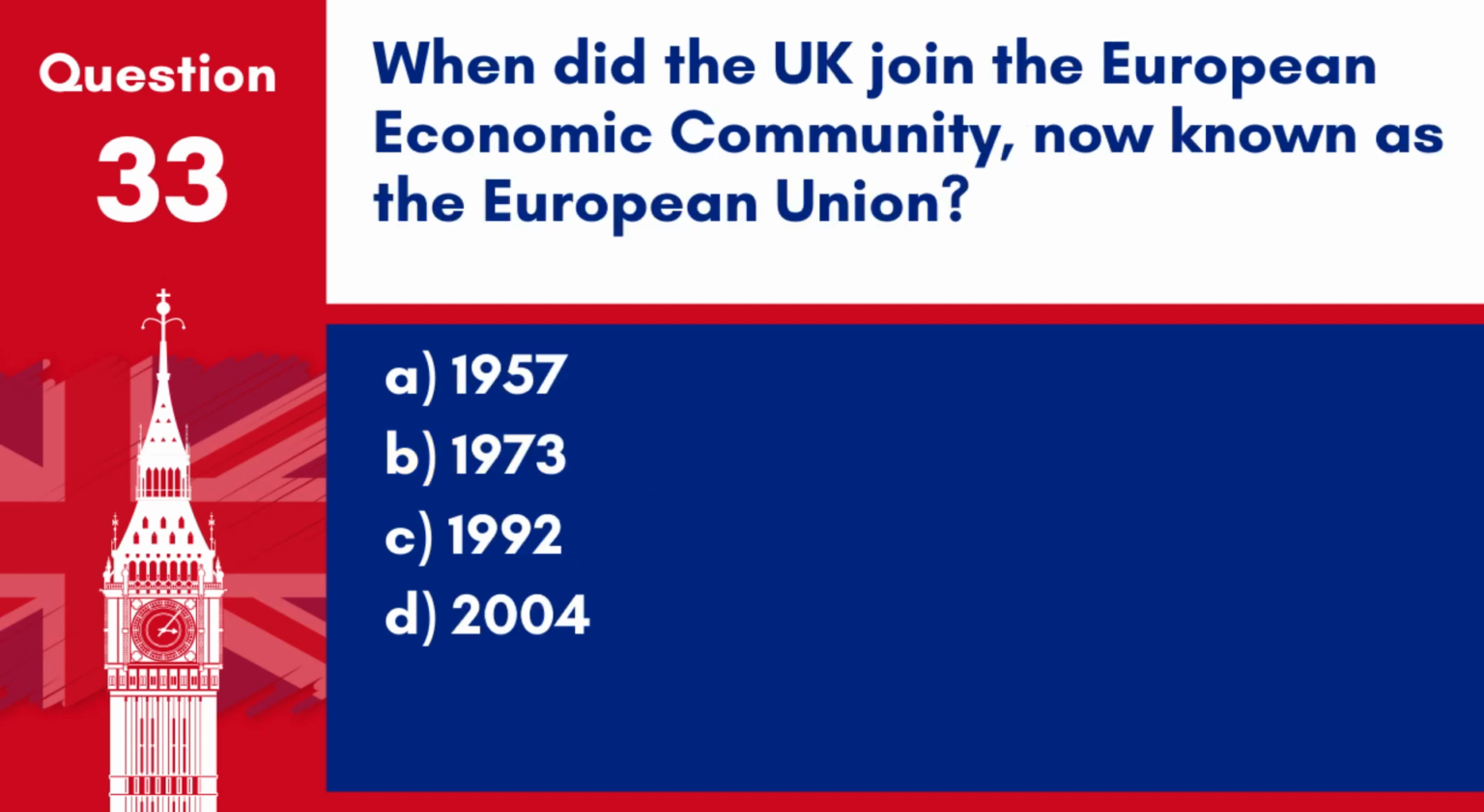Question 33. When did the UK join the European Economic Community, now known as the European Union? A. 1957. B. 1973. C. 1992. D. 2004. Answer: B. 1973. The UK joined the European Economic Community, which later became the European Union, in 1973.